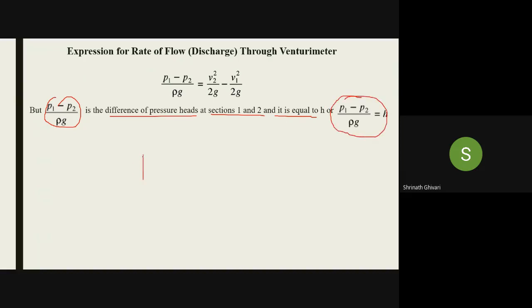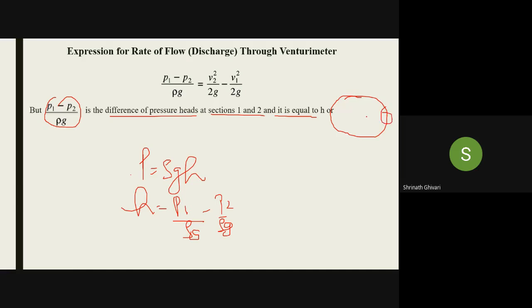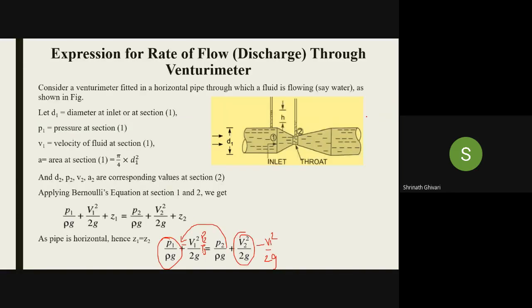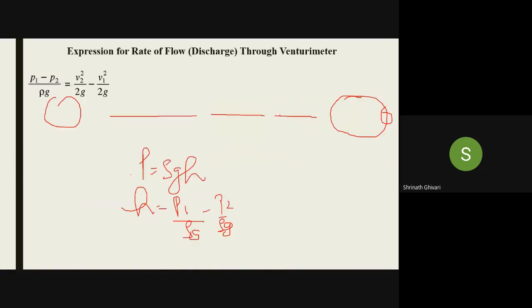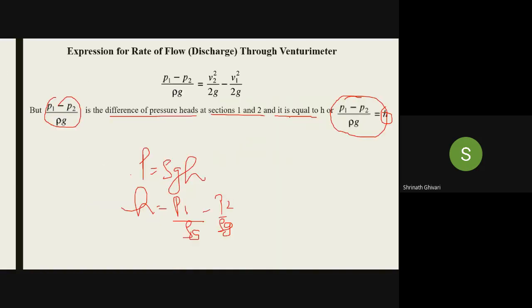As I have told you, P equal to rho g H. So if I bring H like this, it will be P1 by rho g minus P2 by rho g. It will be like this only, so we are taking that as H. In the diagram, we can say that the difference between the pressure heads, that is the pressure head at section 1 and section 2, is H. Therefore we are getting the equation like this: P1 minus P2 by rho g equal to H.